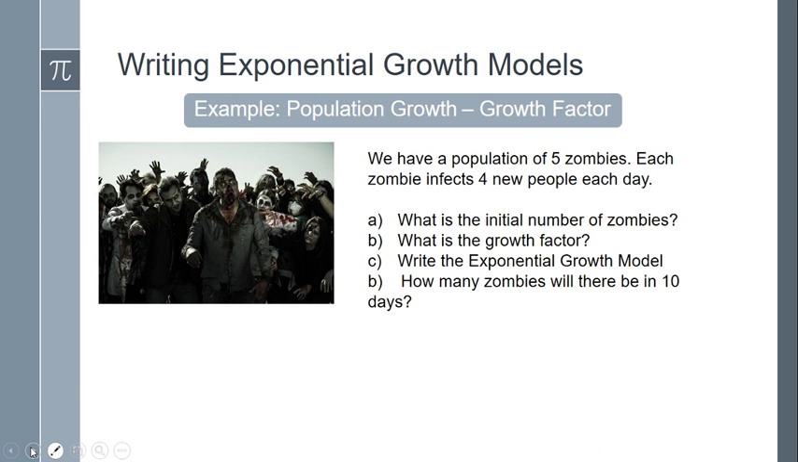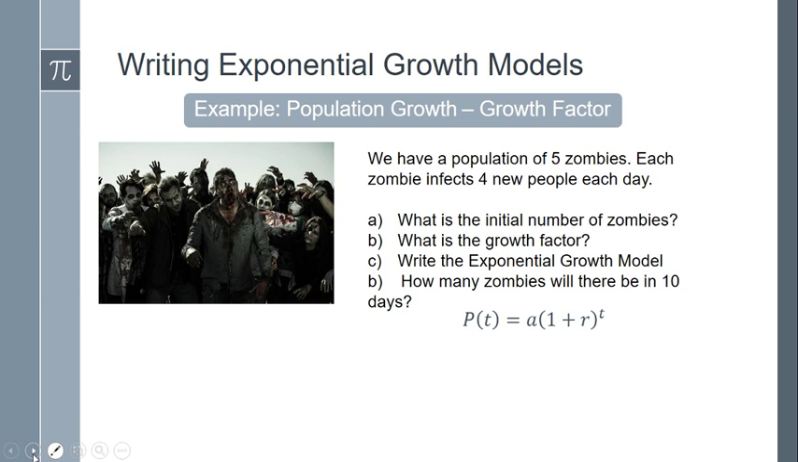Let's go ahead and write another exponential growth model. This time, we have a population of 5 zombies. Okay? And each zombie infects 4 new people each day. So we're going to answer these questions. 1, we have to figure out what is the initial number of zombies. 2, what is the growth factor? 3, we're going to write that exponential growth equation. And then we're going to figure out how many zombies are going to be there in 10 days.